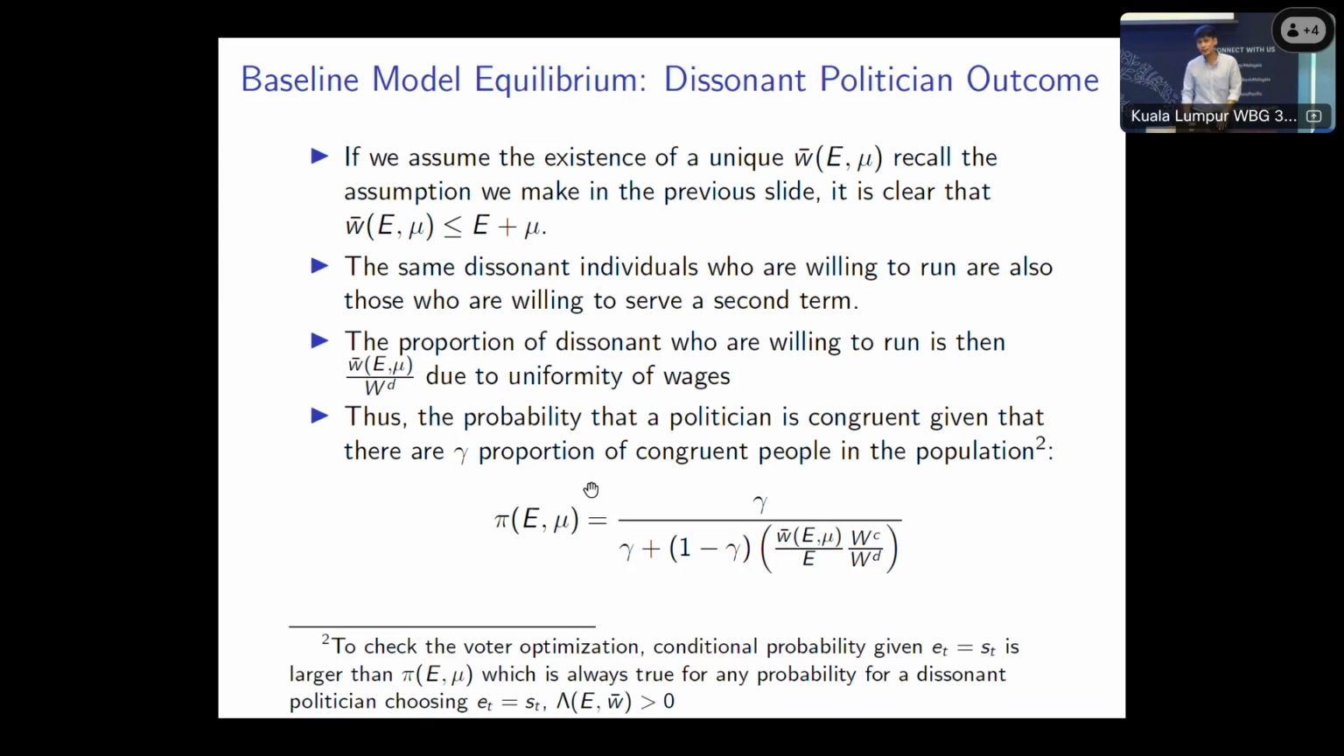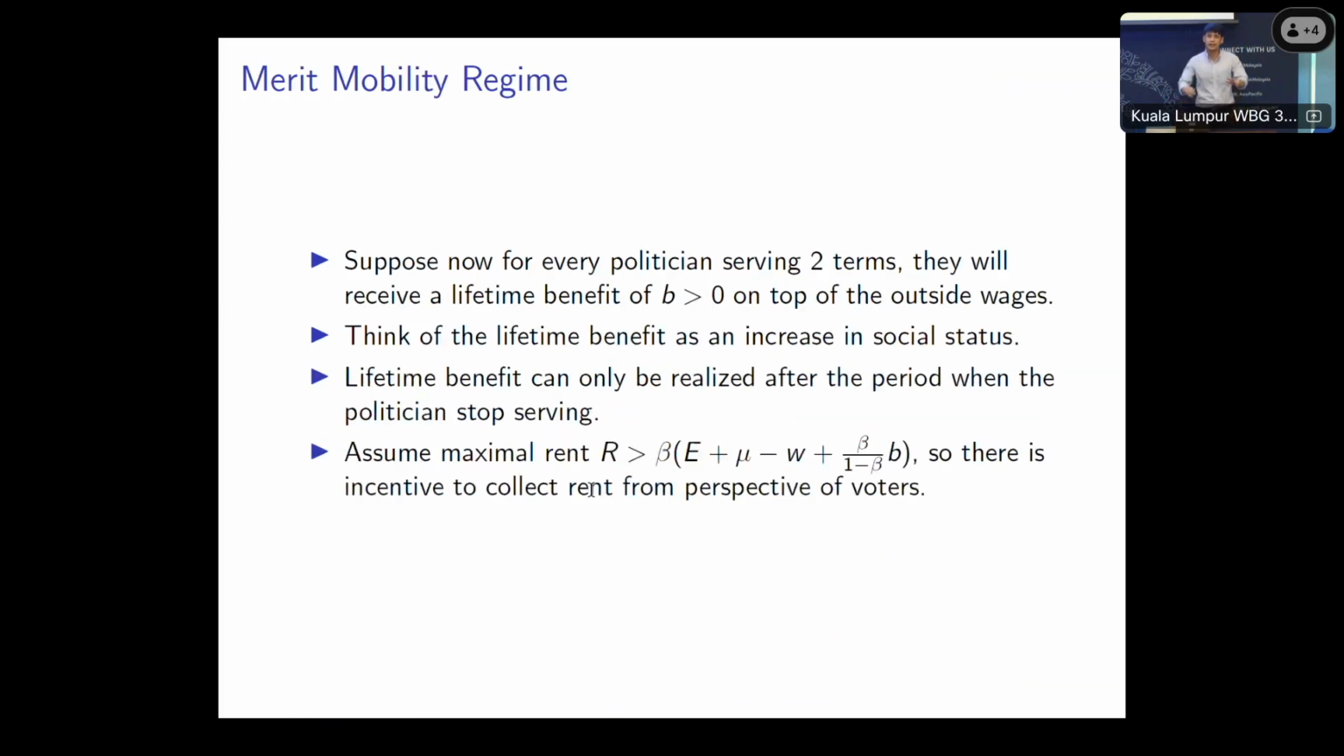And so what I would do is just repeat the same process that I did here on a different institutional arrangement. And that is the social mobility process that I mentioned. And so now we go to the merit mobility. So now, for every politician, if they serve 2 terms, they will receive a lifetime benefit B on top of their outside wages. So they think of the lifetime benefit as an increase in social status, and the benefit can only be realized after the period when the politician stops serving. So we have the same assumption, so that there's an incentive to collect rent from the perspective of the voter.